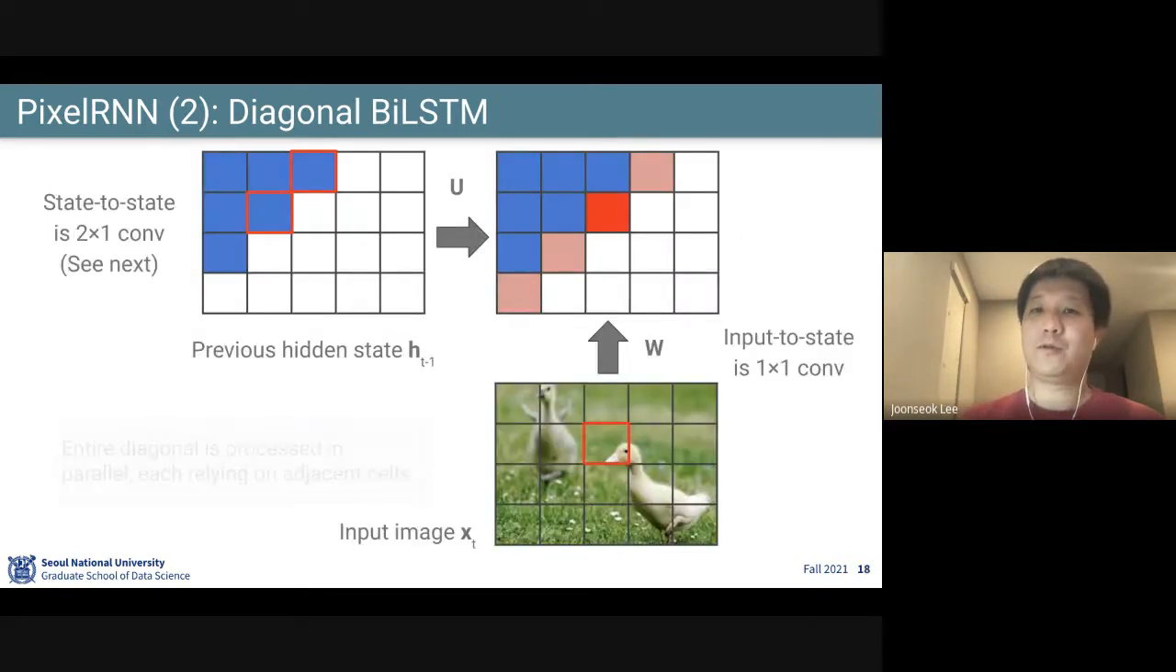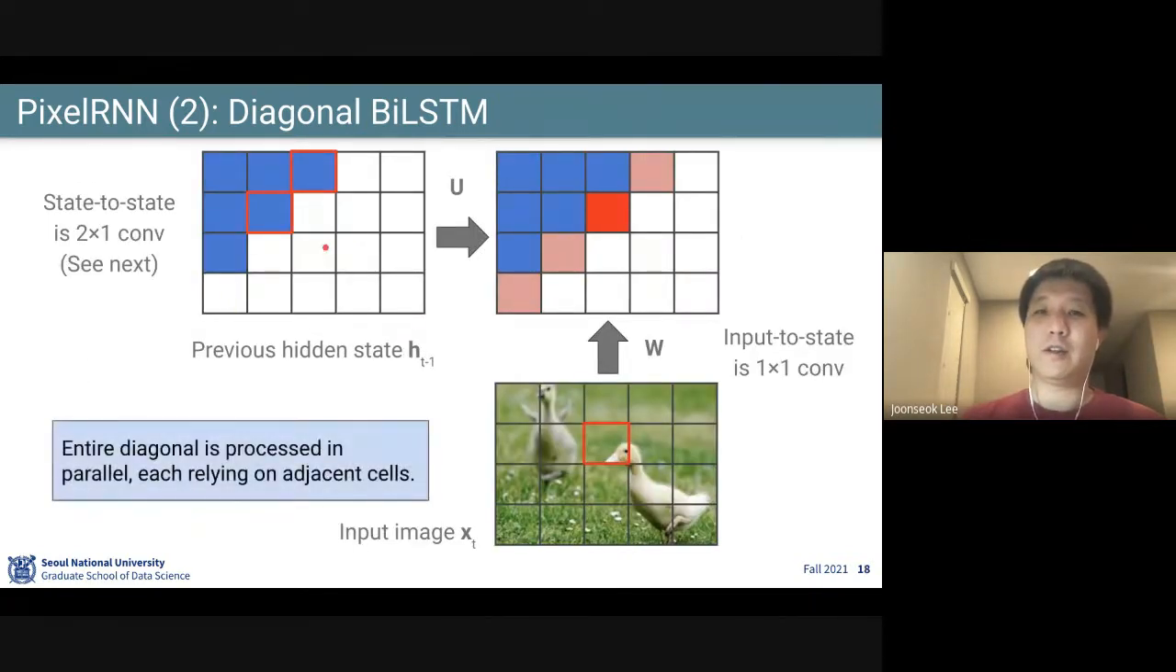So if you do this, then one good thing is that it can refer to all the areas which are already generated. Is it true? It's almost true, almost better than before. It actually refers to all the pixels to the left and to the top. So it misses some areas here, but it's still better than before, but it's not complete.